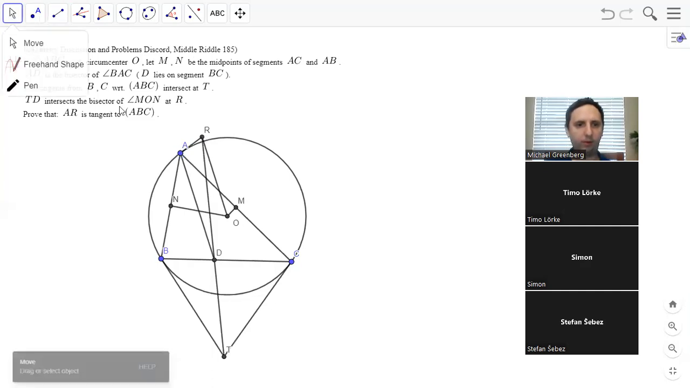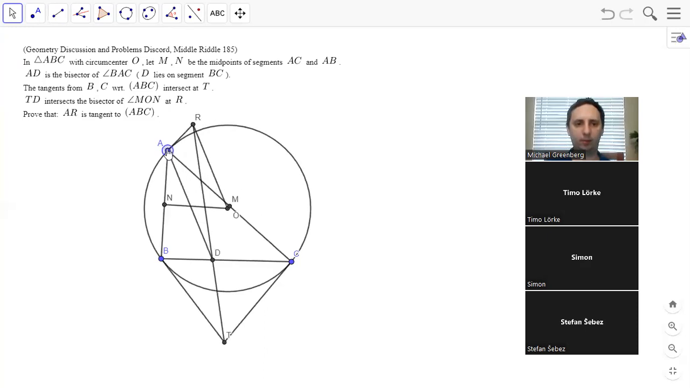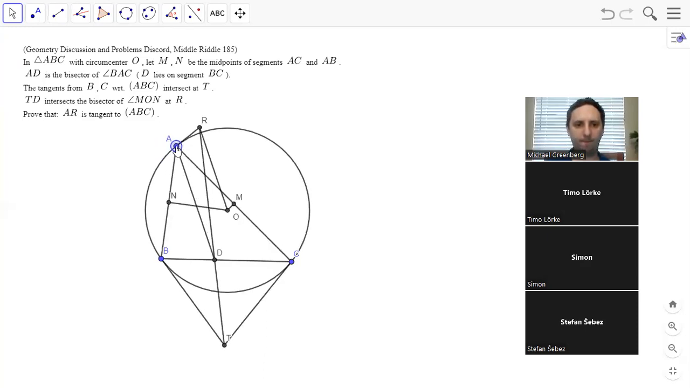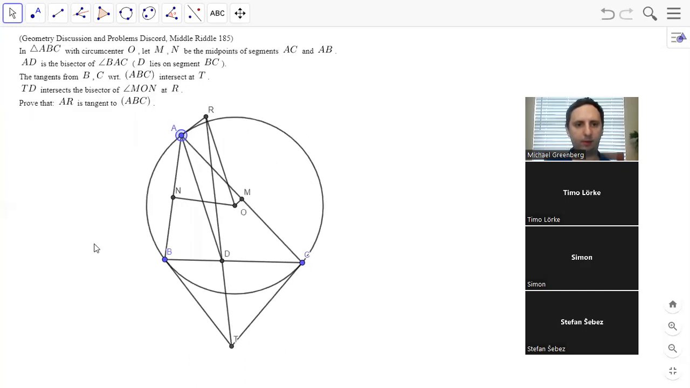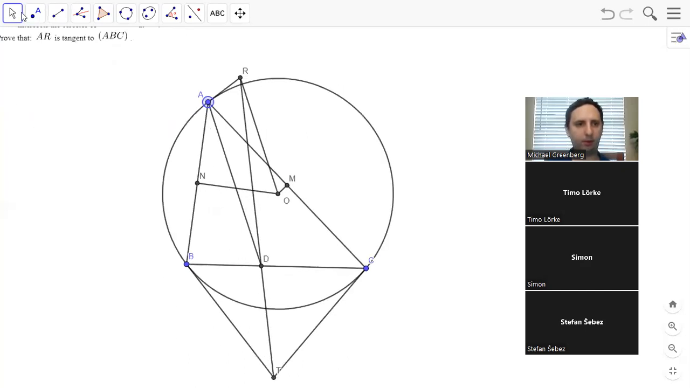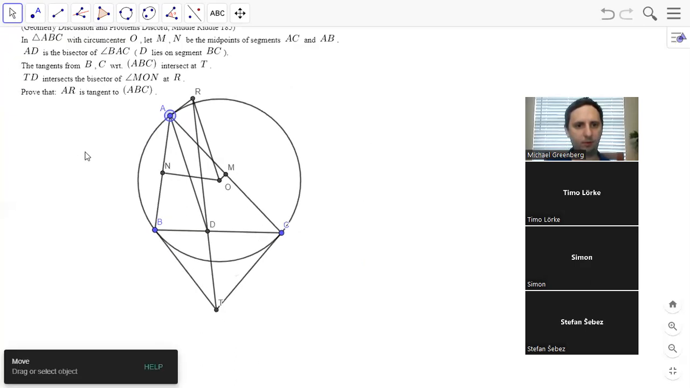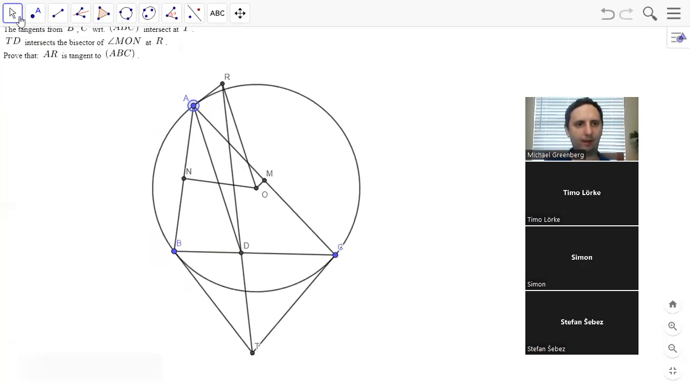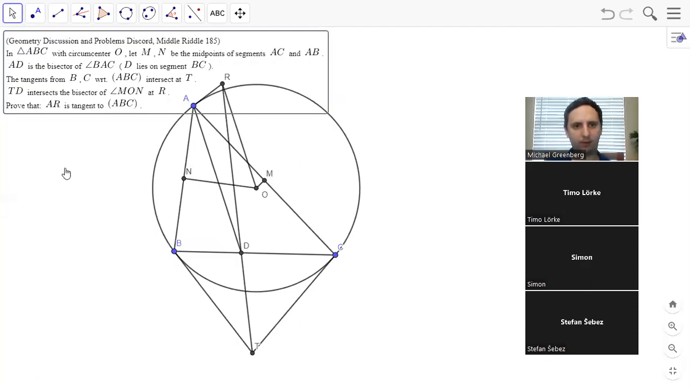So maybe we could use phantom points, and instead draw the tangent and let it intersect TD at R and then show that it's an angle bisector. I'm not sure what's the best way to do it, but maybe I'll magnify it a little bit just so O and M don't look like the same point. Trying to get the right level of magnification. I think that looks good.